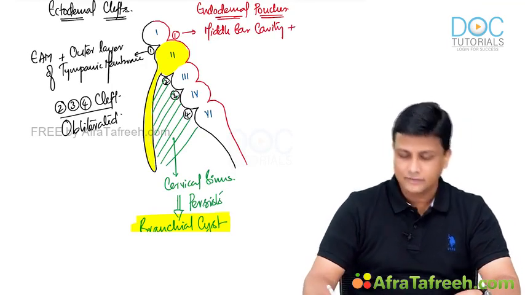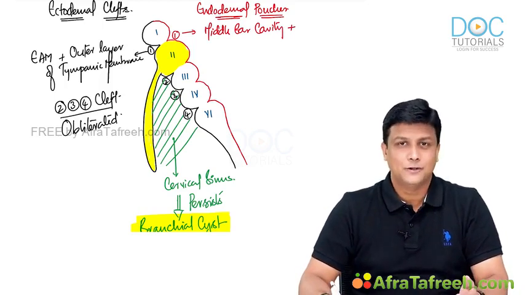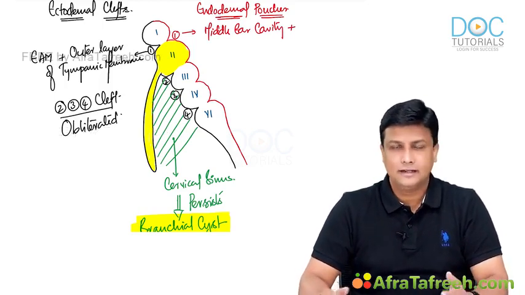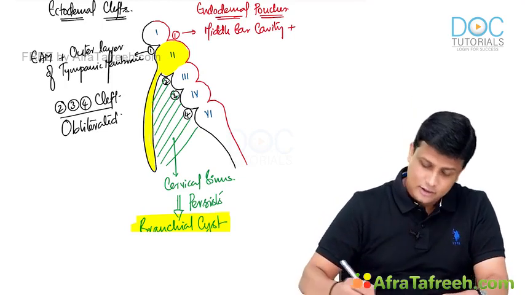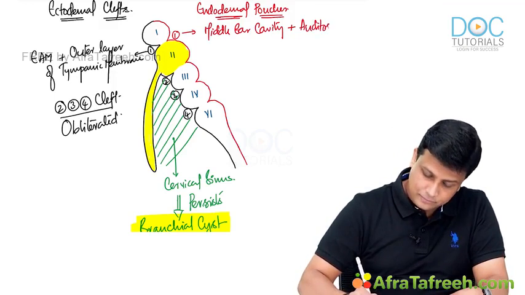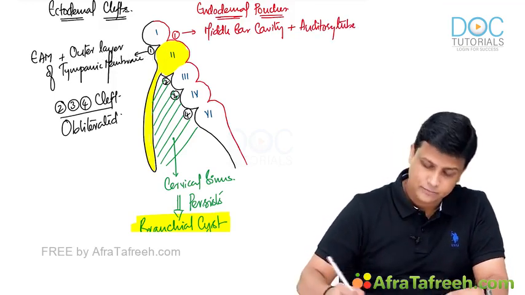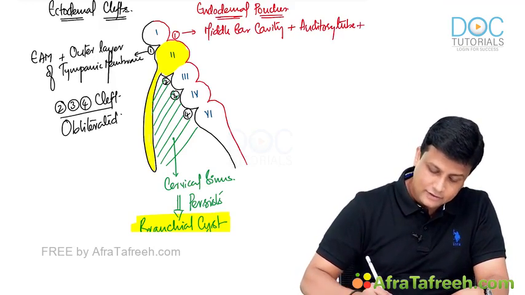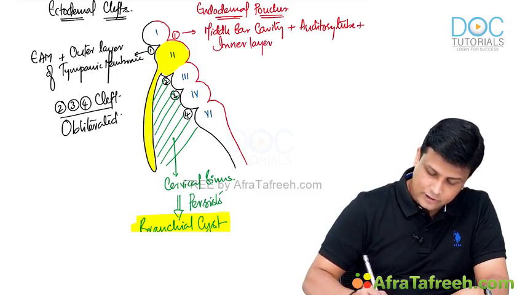And not only the middle ear cavity, along with that, even the auditory tube or the eustachian tube. If you people have learned in ENT, when you learn about the structure of the ear, the auditory tube is the one attached to the middle ear only. Therefore, even the auditory tube or the eustachian tube is also derived from the first endodermal pouch. And along with that, even the inner layer of tympanic membrane.